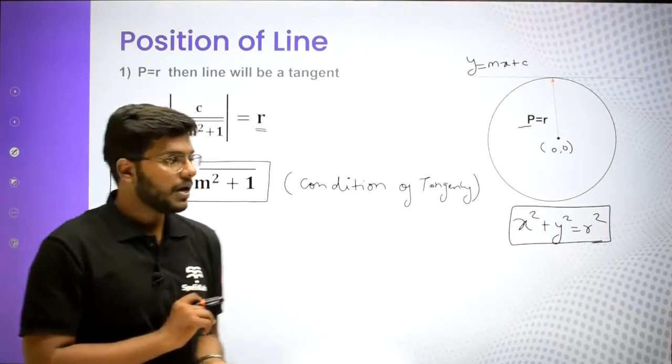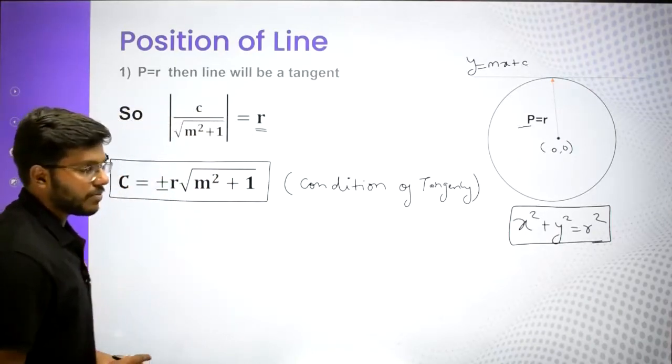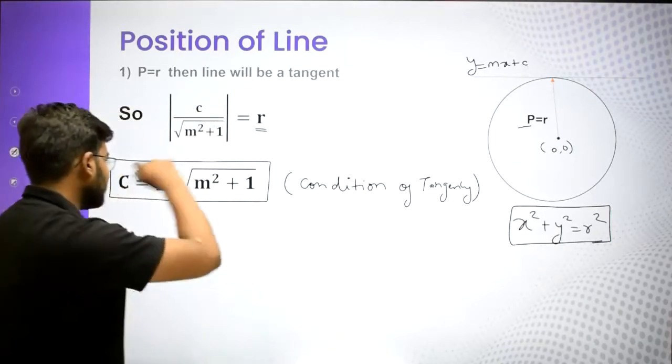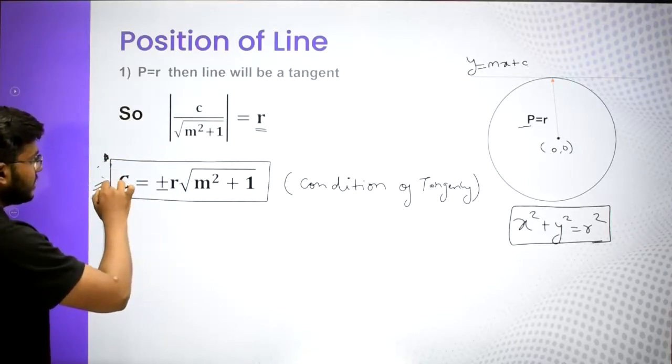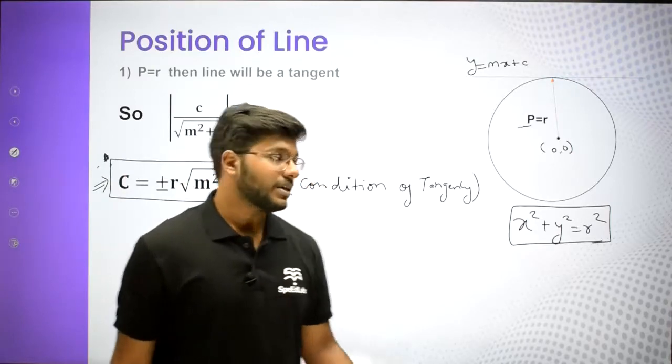from there you will get the required condition. Okay, but if the center is 0, 0, that means if the equation is x square plus y square equal to r square, please remember that the condition of tangency is c equal to plus minus r into under root of 1 plus m square.